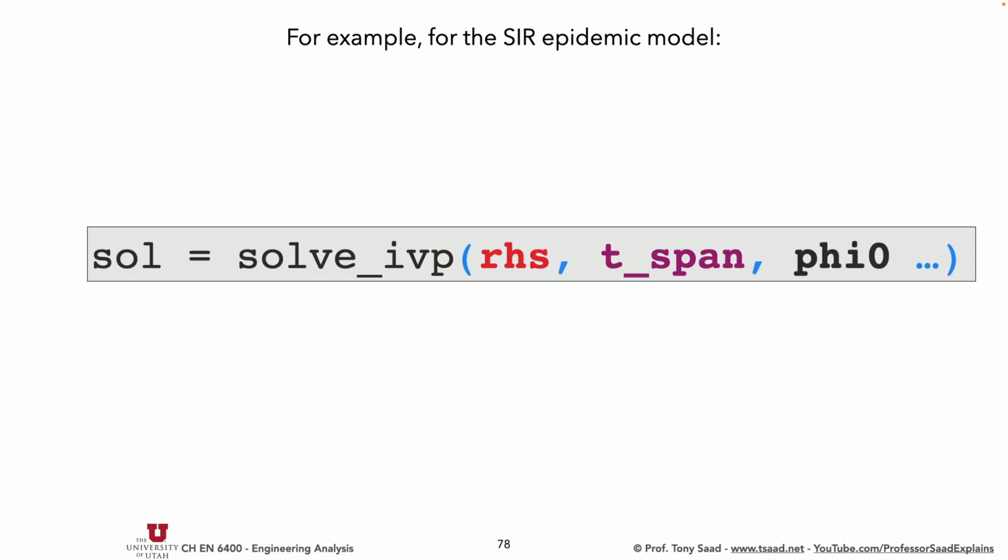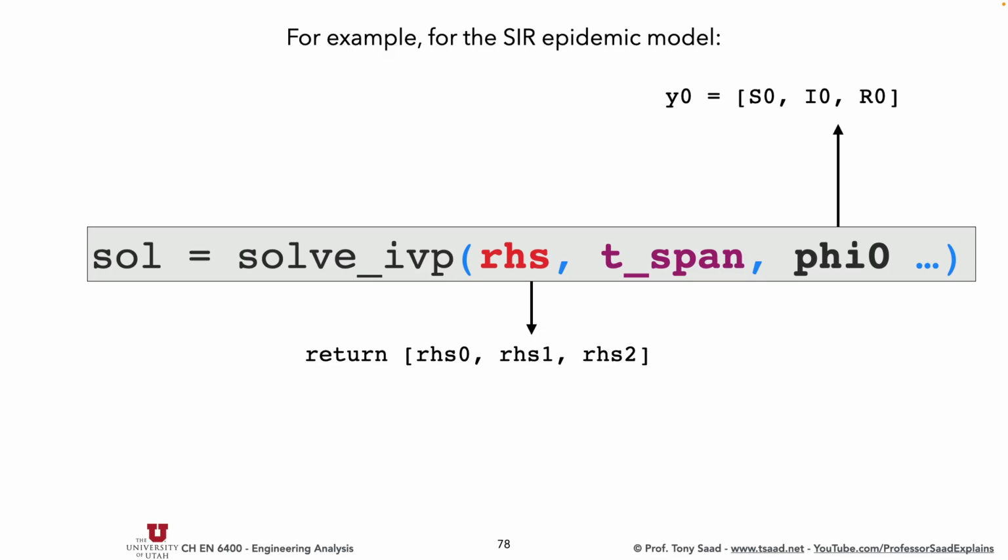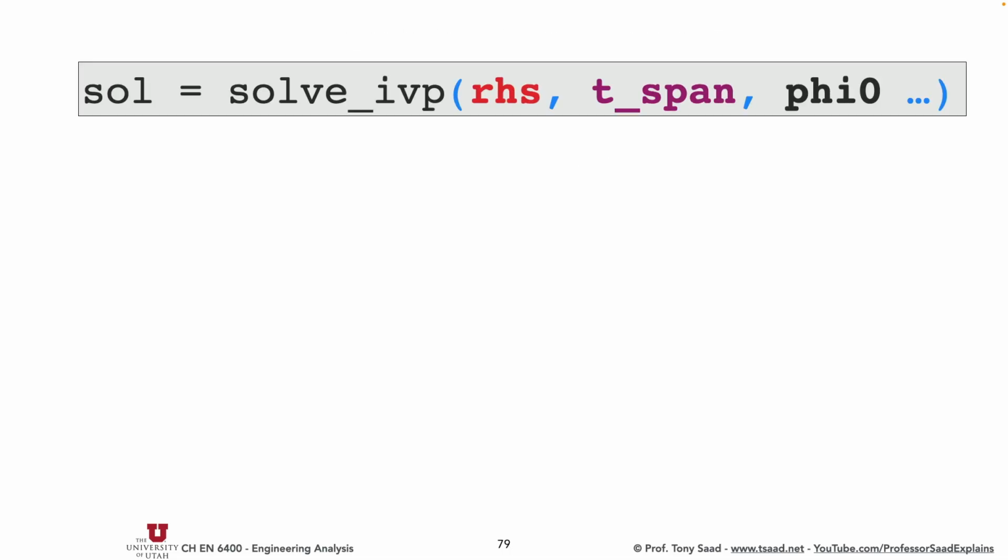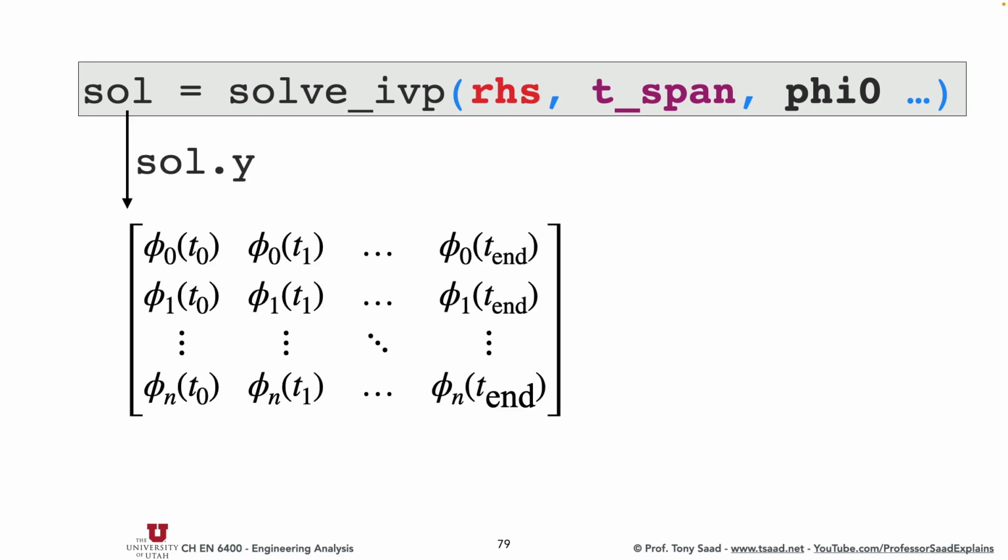Okay. So for example, for the SIR epidemic model, we have right-hand side 0 for the S equation, and right-hand side 1 for the I equation, and then right-hand side 2 for the R equation. And phi 0 is S0, I0, and R0, the initial condition for susceptible, infected, and recovered. Okay? And then T0 to T end. Now, when you solve this for a system of equations, you still access the solution from sol.y. But now, sol.y is an array of arrays. It's not a matrix, it's an array of arrays.